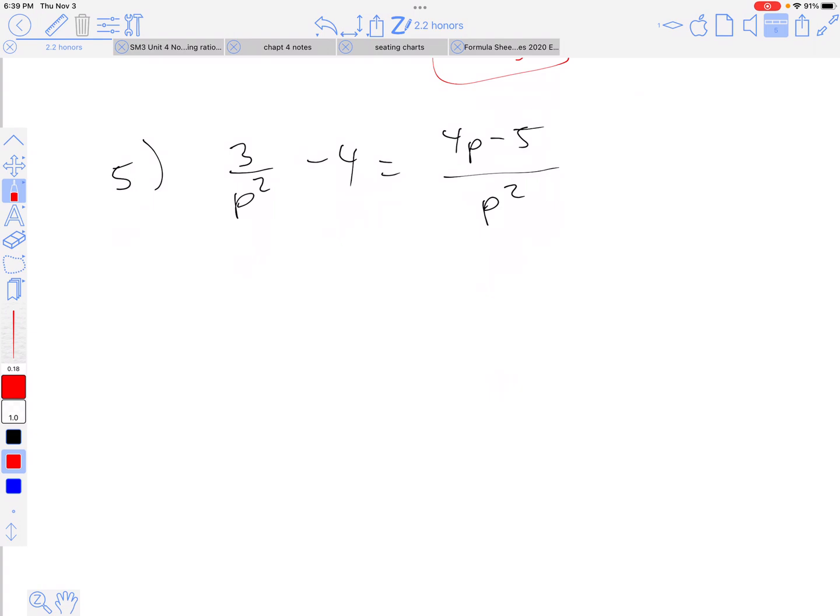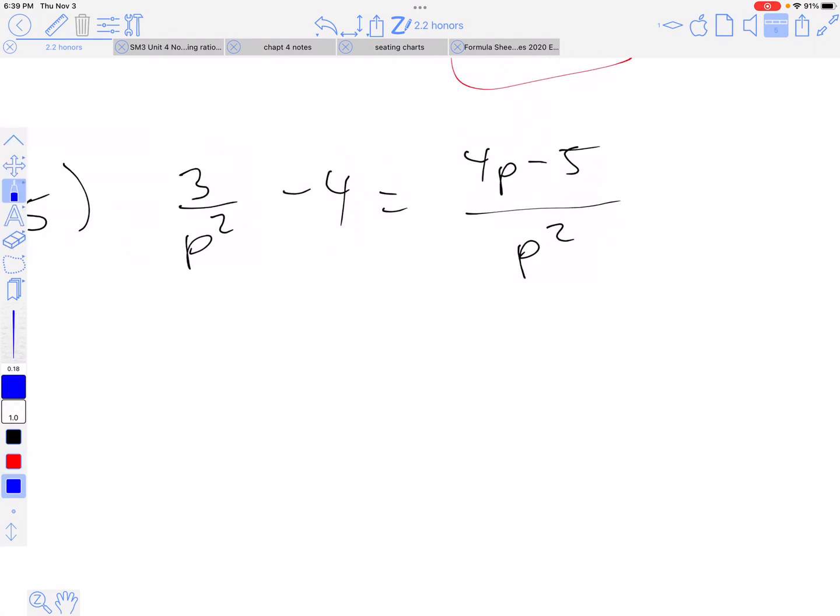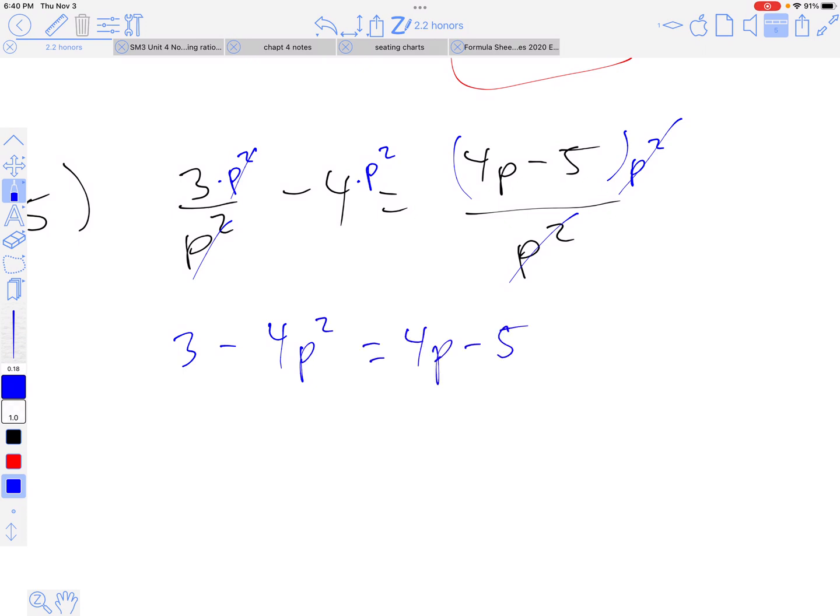Alright, and number 5. So in number 5, what we got going on here is a lot of the same denominator, so this is great. So I'm going to multiply everything by p squared, and that'll divide out, and I have 3 minus 4p squared equals 4p minus 5.